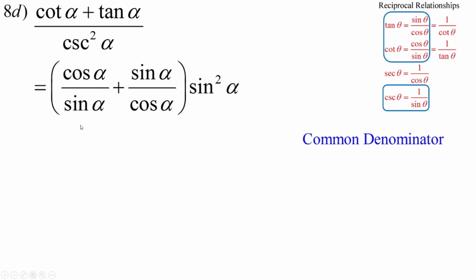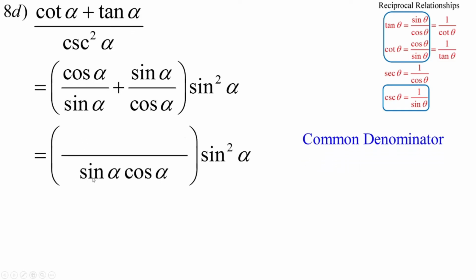So my common denominator this time is sine of alpha times cosine of alpha, which means this cosine would have to be multiplied by cosine, because it's only over sine right now, to get a cos squared of alpha. And I'm going to have to multiply this sine by sine of alpha to get plus sine squared of alpha. Now, do you see what I see?